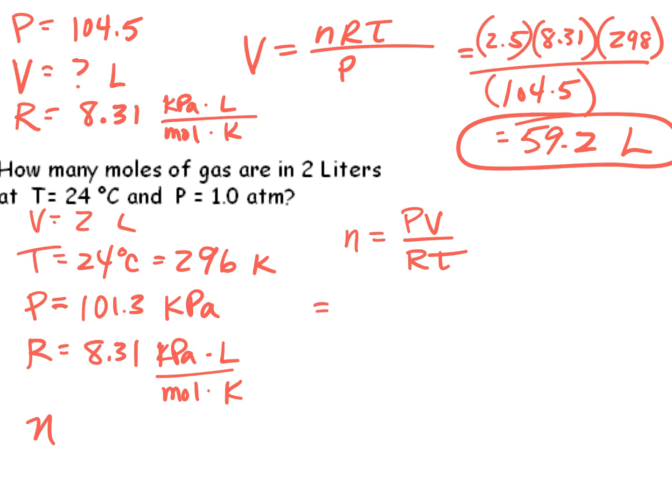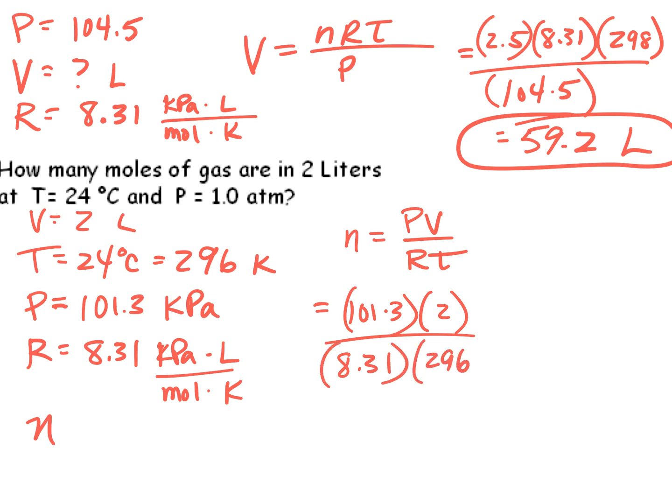So our pressure is 101.3. Our volume is 2 liters. R will be 8.31. And T is 296. The calculator will say 0.082. Then solve for N, that is moles. We'll label it as moles.